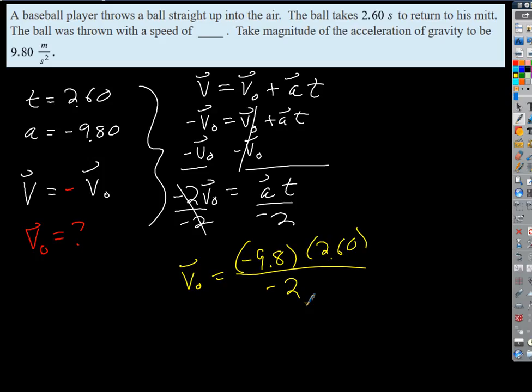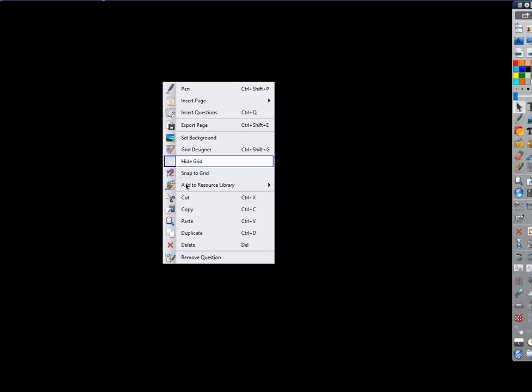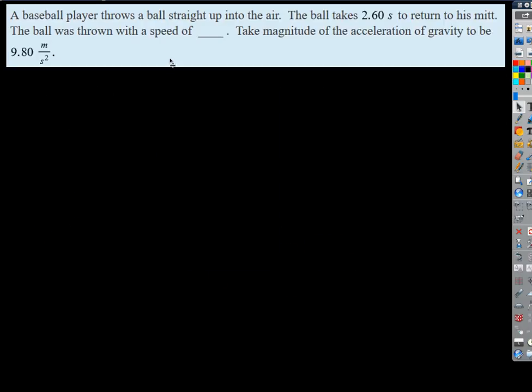Anybody have a different way to do it? What'd you do, Richard? Could you cut the time in half? Ah, good. Yes, you could. How long it takes when the velocity is 0? Very good. Okay, we could also do something like this. Great idea. I was hoping somebody would think of that.